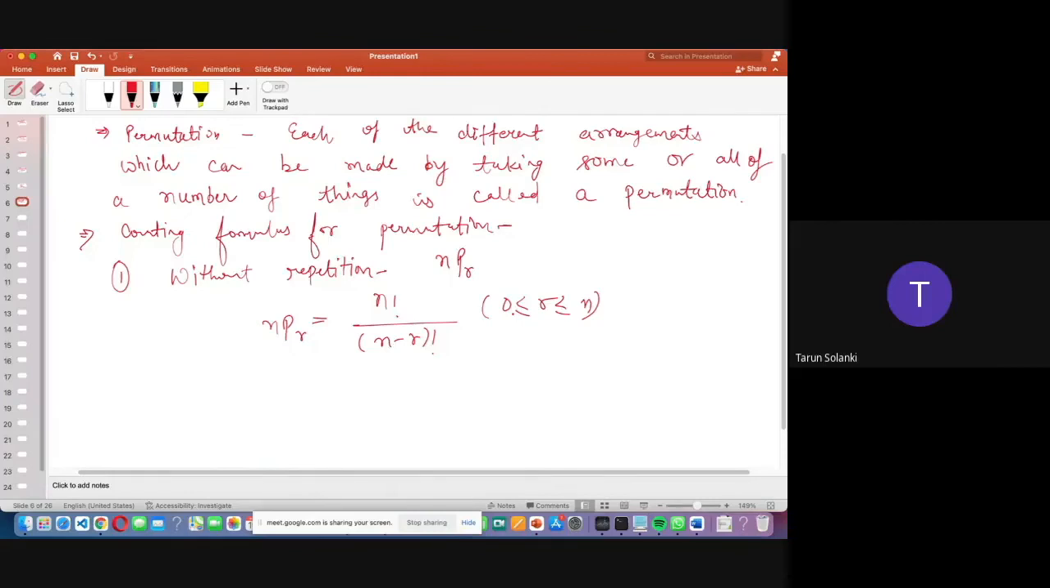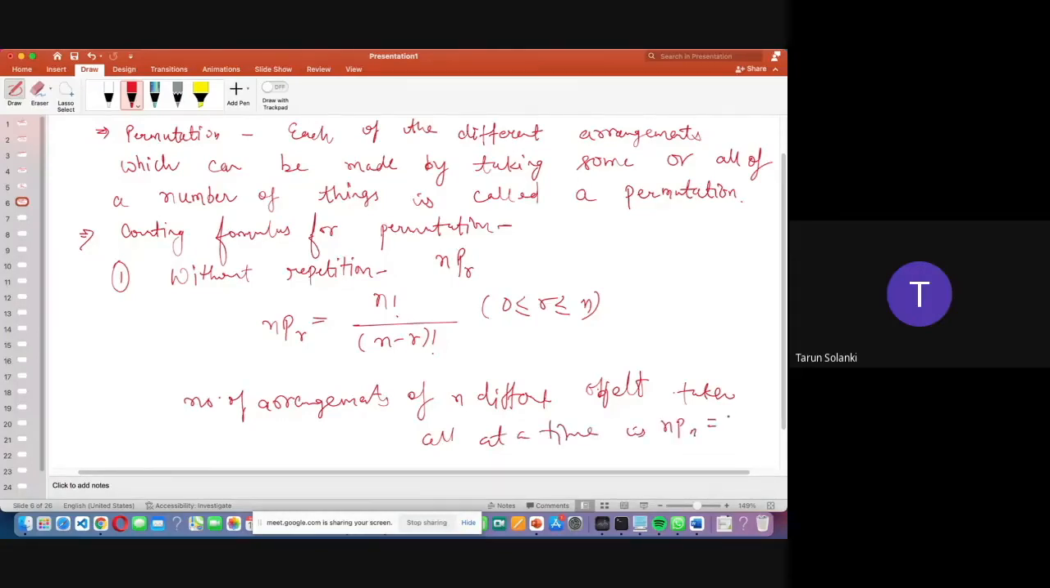Okay, and the number of arrangements of n different objects taken all at a time is nPn, that is n factorial.